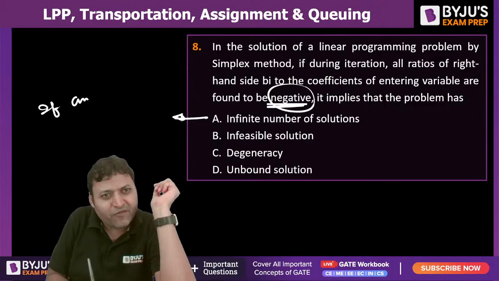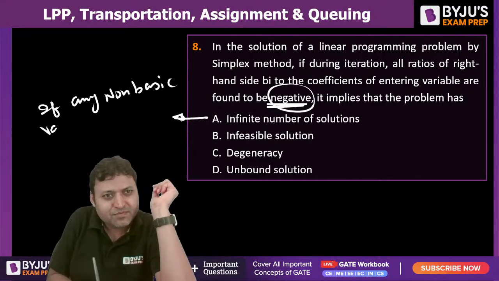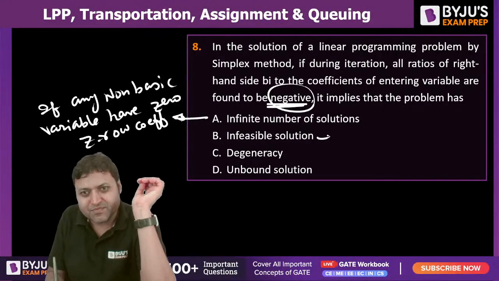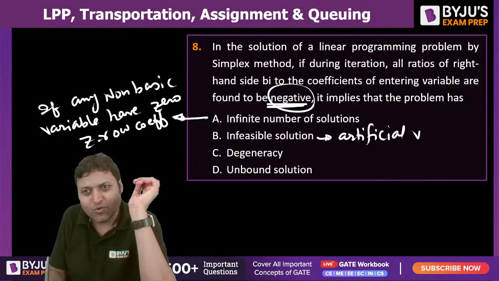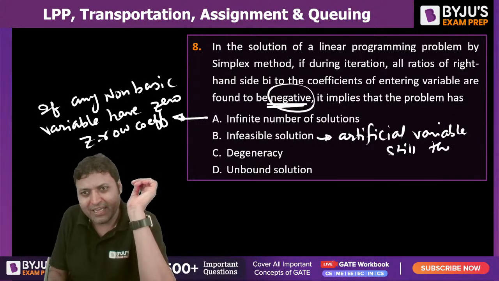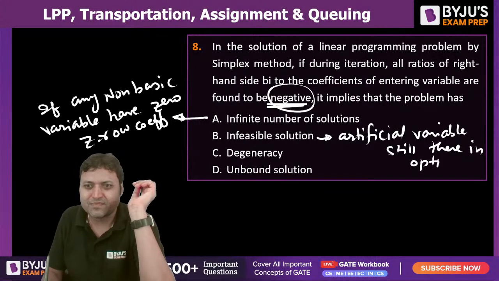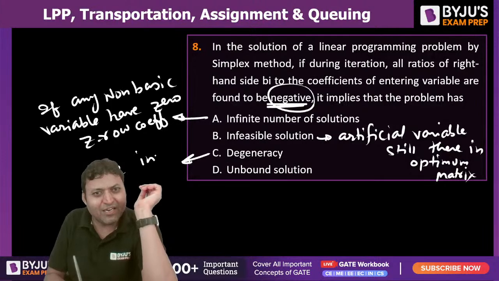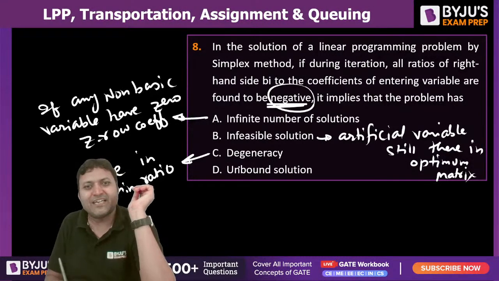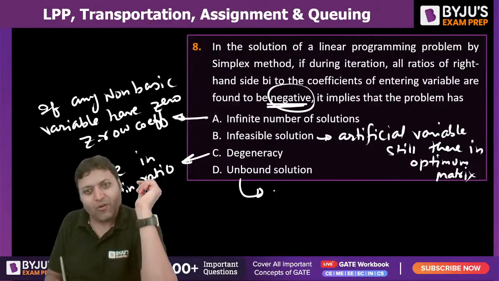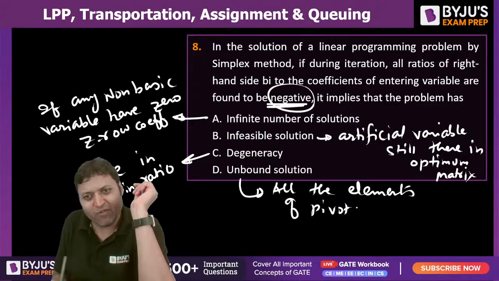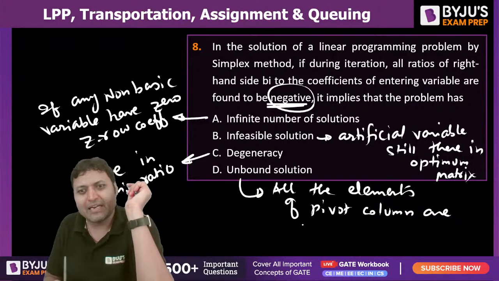Infinite number of solutions: if any non-basic variable has zero Z-row coefficient, then it is an infinite number of solutions. Infeasible solution: artificial variable still there in the optimum matrix. When there is a tie in the minimum ratio, then there is degeneracy. An unbounded solution: when all the elements of the pivot column are negative.